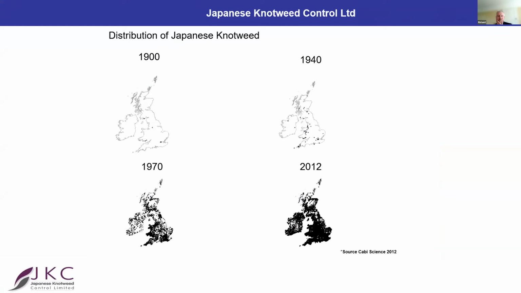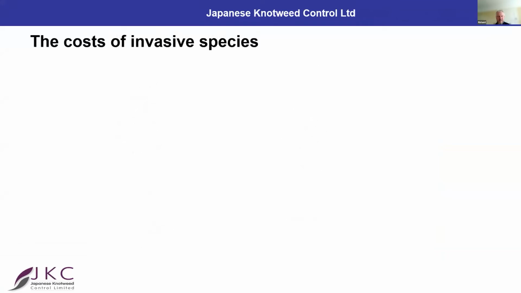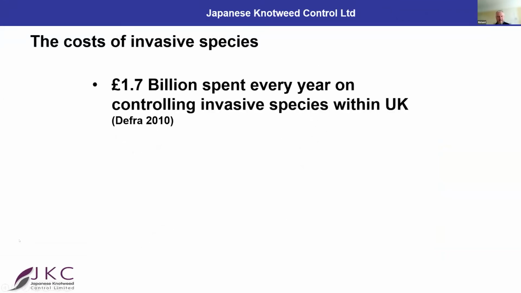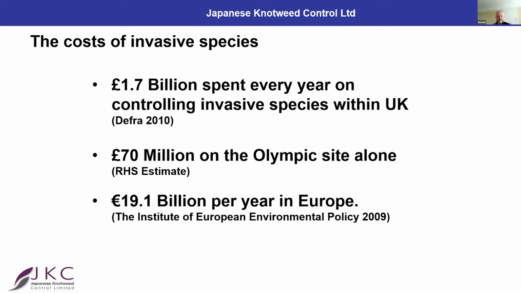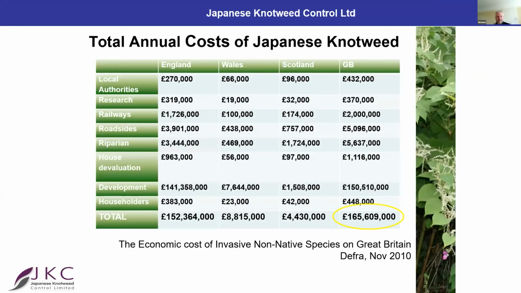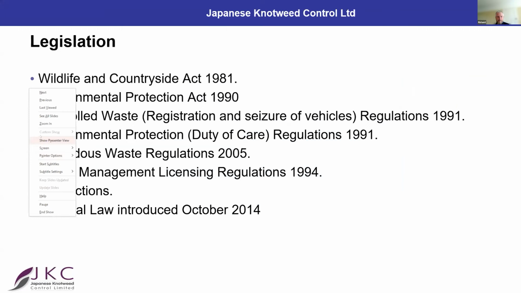You can see there the spread across the UK from 1900 in Kew Gardens and then out across. And there's now, we believe, a recorded instance of Japanese knotweed within every 10k area of the UK. Cost of invasives, this is all invasives, not just Japanese knotweed. The Olympic site was £70 million. The market from the DEFRA figures there from 2010 is 165 million, so a significant amount of money.